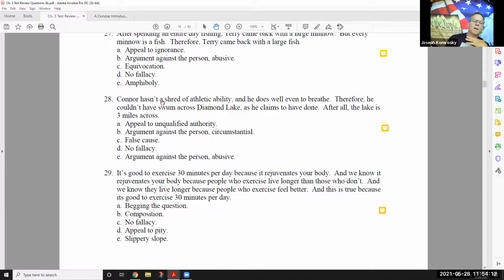You're not making fun of him. It sounds like you are when you say he hasn't a shred of athletic ability and he does well even to breathe. Basically, Connor is not the type to do any sort of exercise, and therefore it doesn't seem like he would ever be able to swim across a lake that's 3 miles. I mean, seriously, when's the last time you swam 3 miles? And if I'm talking to you and you're in really good shape, you think you could still swim 3 miles?